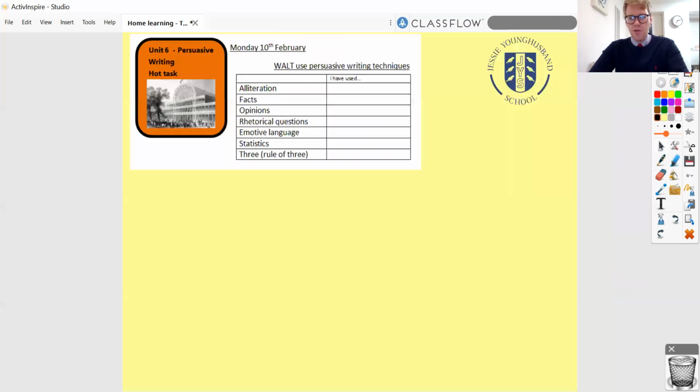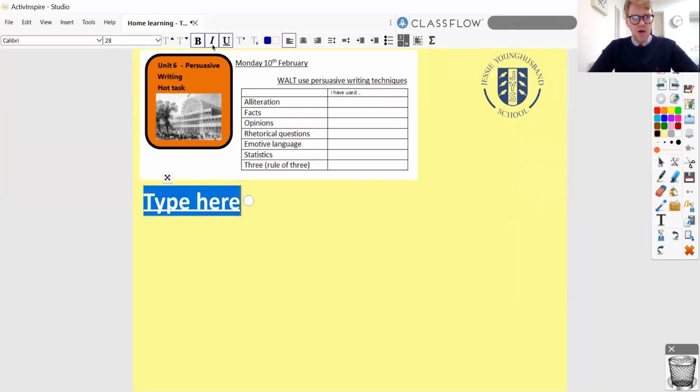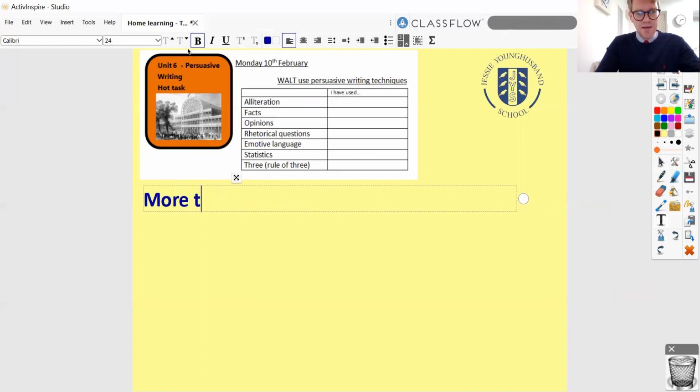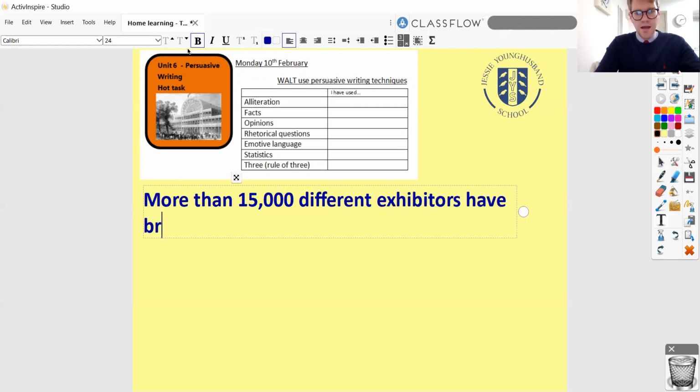So I know that when we get to a blank page like this, that can be a bit daunting, but if we've got that plan and we've read back over the plan, then you'll feel really confident about what you're going to be writing. So I'm going to start having a go then, and I know I want to try to use as many of these persuasive features as possible. So I'm going to get going on my section all about the attractions there. So I'm going to start with that statistic. More than 15,000 different exhibitors have brought items and inventions for you to see.